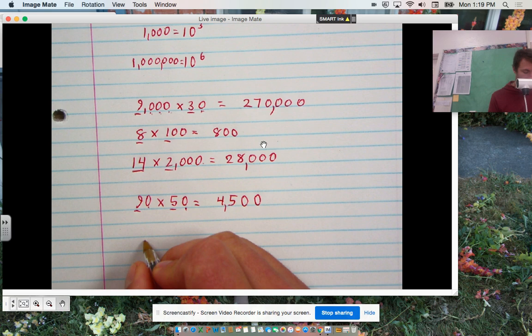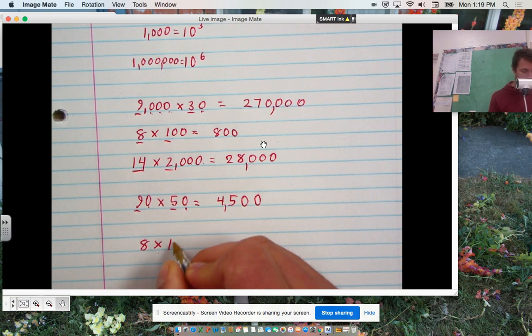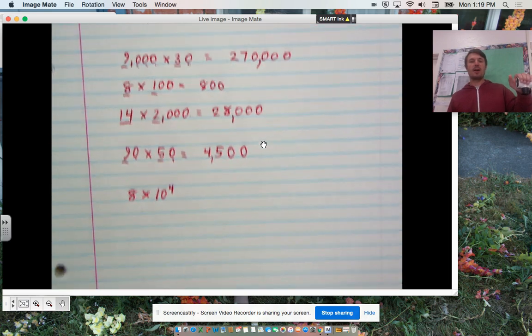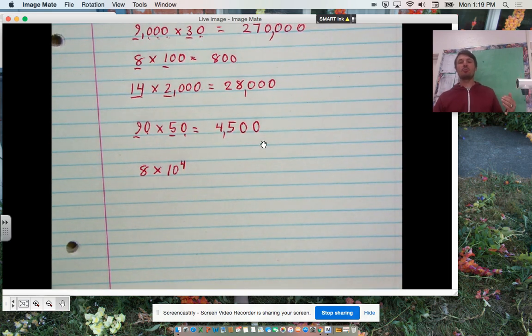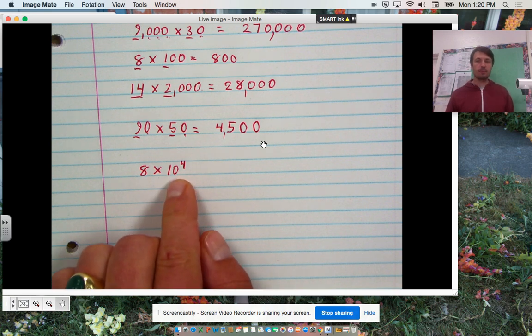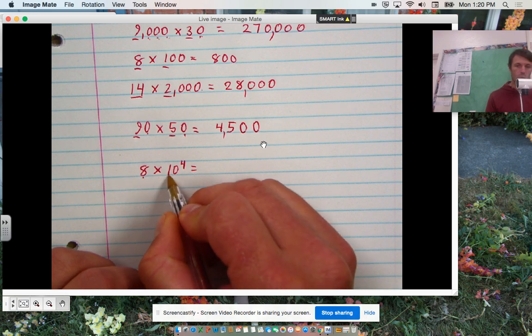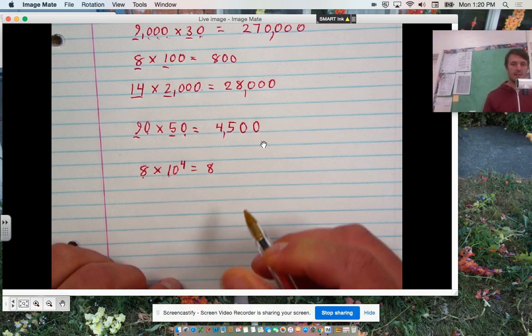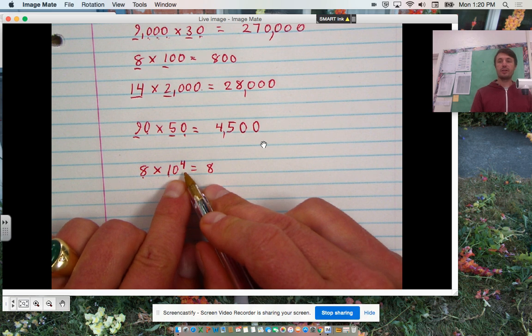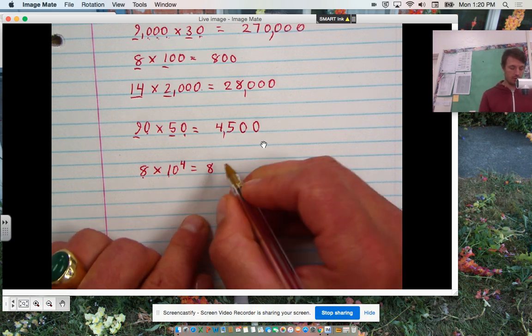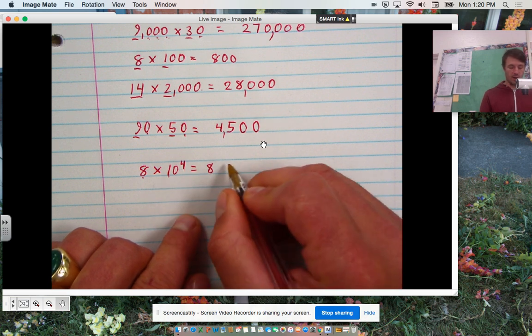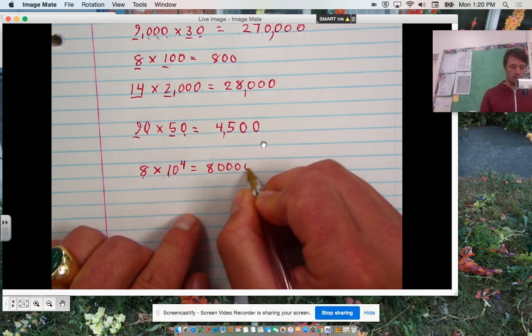Here's another thing you can do. Let's say you're multiplying by an exponent, and let's say that exponent is a power of 10. All you have to do is just multiply 8 times 1. You get 8. And then whatever the power is, it's a 4. Just put that many zeros in the product. So it's to the 4th power, so we put 1, 2, 3, 4.